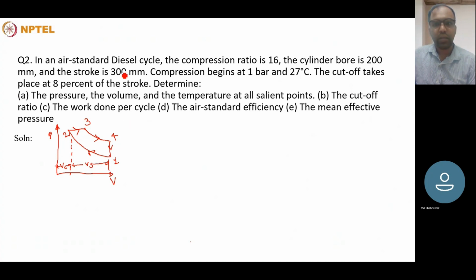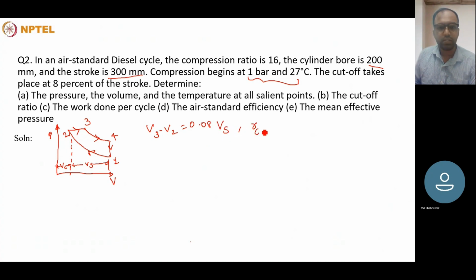The diameter D is given as 0.2 meters, 200 mm. Stroke is 300 mm, 0.3 meters. Compression begins at 1 bar and 27 degrees Celsius. The cutoff takes place at 8% of the stroke volume. So V3 minus V2 is equal to 8% of Vs, and we can write it straight away: V3 minus V2 is equal to 0.08 times V stroke. Compression ratio rc is equal to 16.